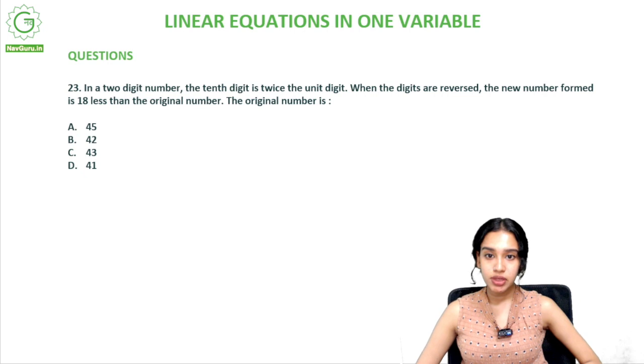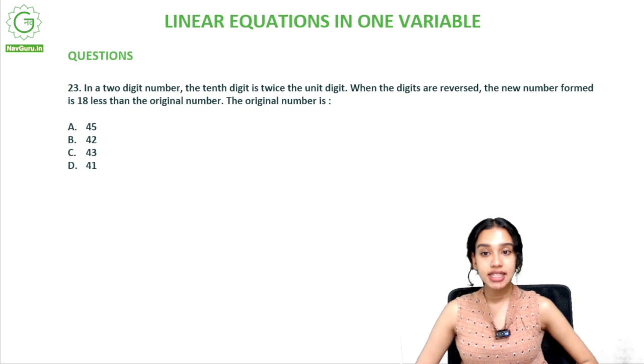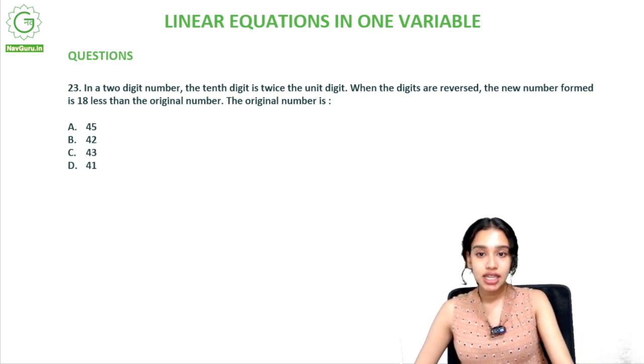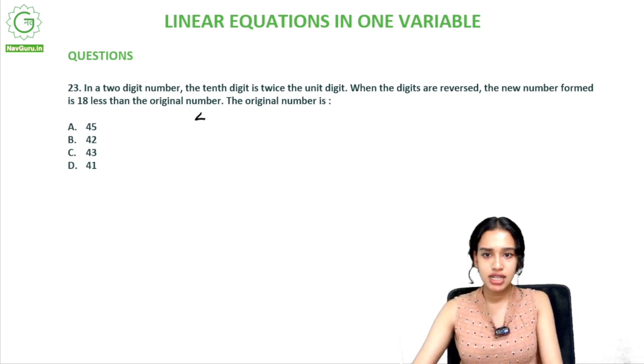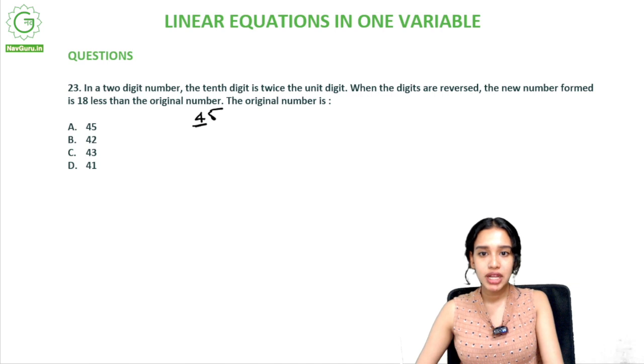In a 2-digit number, the 10th digit is twice the unit digit. When the digits are reversed, the new number formed is 18 less than the original number. The original number is. So let's say we have 2 digits, right? If in a 2 digits, let's say 45, what is the place value of 4? It's 4 into 10, right? And what is the place value of 5? It's 5 into 1. So 4 into 10 plus 5 is 45, that is 40 plus 5, right?